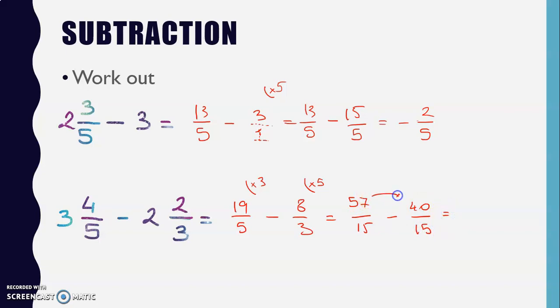Now we simply subtract the numerators. 57 minus 40 is 17 over, and we copy the denominator 15. As you can see, this is an improper fraction, so we have to convert it back to a mixed number. 15 goes into 17 just once. 15 times 1 is 15, and there is a remainder of 2. So 2 goes at the top there, and we copy the denominator, and that's our answer.